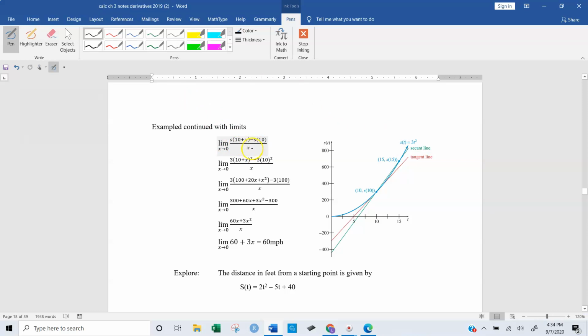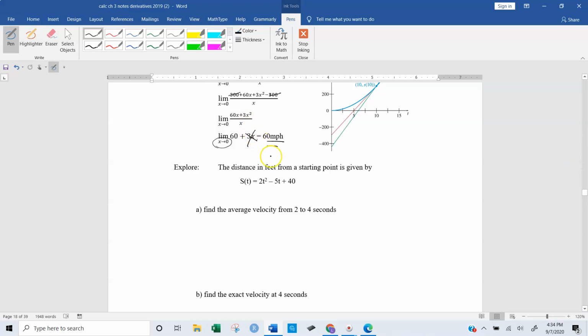So we're going to plug this into our formula. So this is 3 times (10 plus x) squared minus 3 times 10 squared, all over x. Square this out, combine our like terms, divide by x, and we get this. But now as x approaches 0, this one drops out, and our limit is 60. If you look, it is this tangent line. It's the place where the line can only intersect the curve in one point.